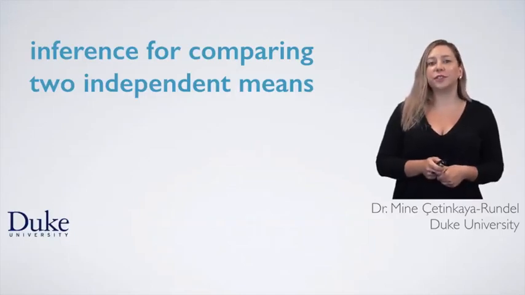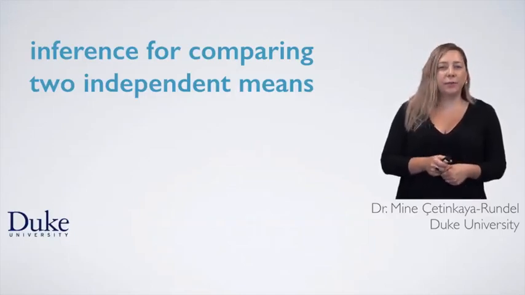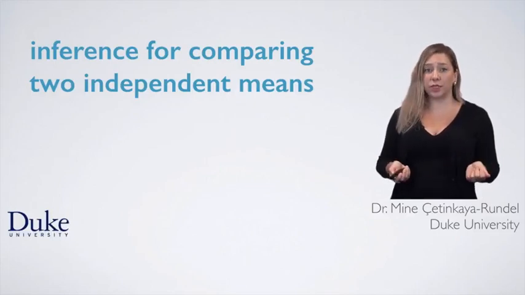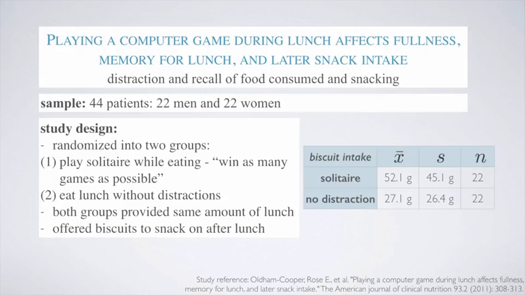In this video, we return to the distracted eaters study and compare the average snack consumption of distracted and non-distracted eaters post-lunch. As a reminder, the study was called Playing a Computer Game During Lunch Affects Fullness, Memory for Lunch, and Later Snack Intake. The researchers set out to evaluate the relationship between distraction and recall of food consumed and snacking. They had a sample of 44 volunteer patients, 22 of them men and 22 of them women, that they randomized into two equally sized groups.